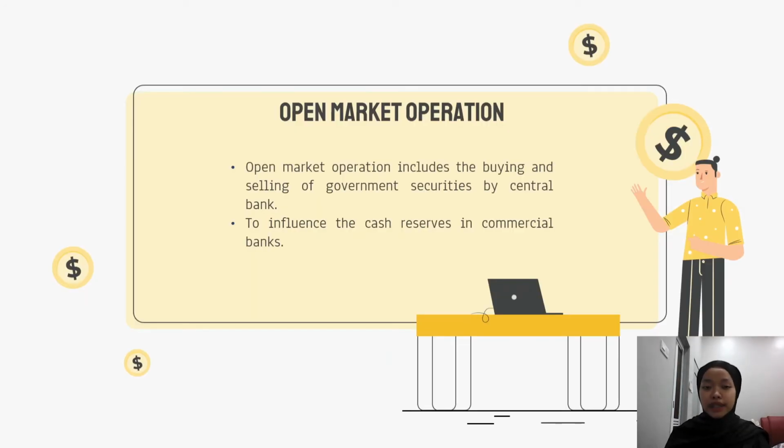Firstly, open market operation. Open market operation includes the buying and selling of government securities by the central bank. It is to influence the cash reserve in commercial banks. So the central bank has government securities or bonds that they will sell to people so that the money in the economy decreases. So their ability to spend money also decreases, which could control inflation.